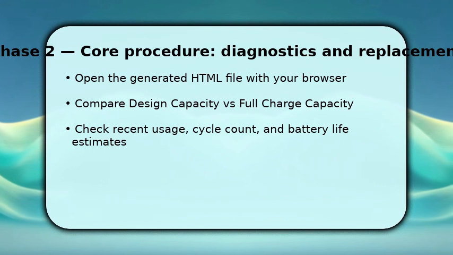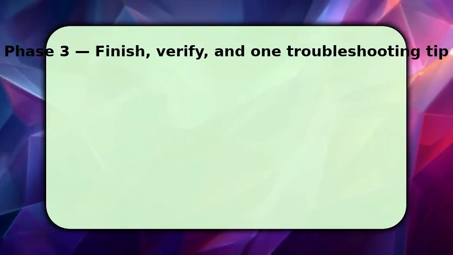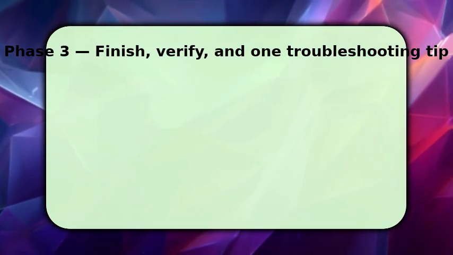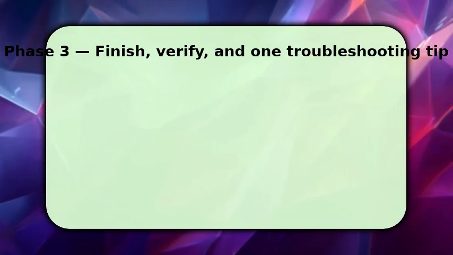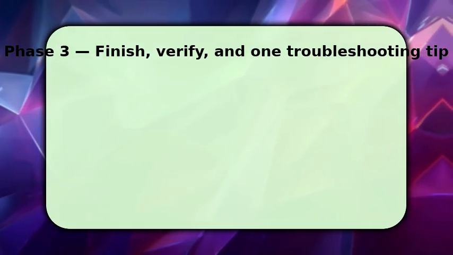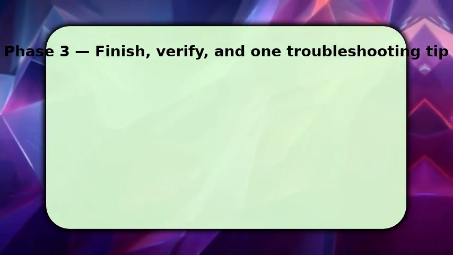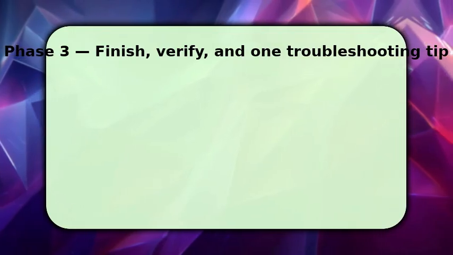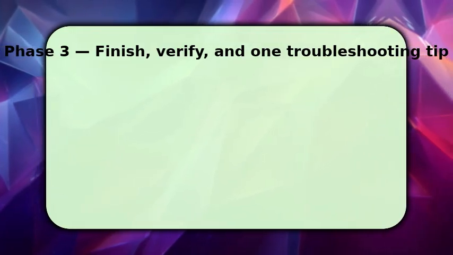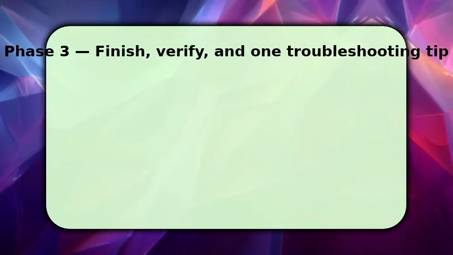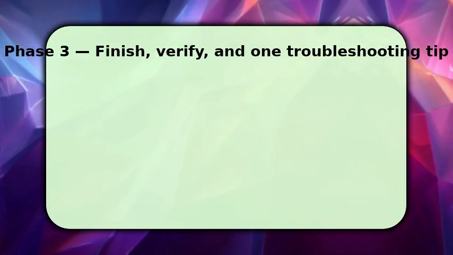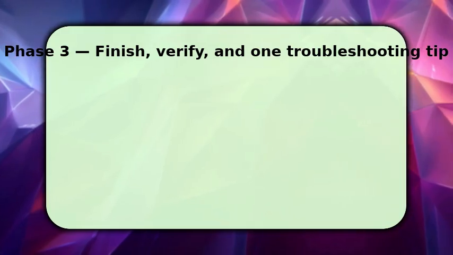Now act on the findings. Calculate percent wear using 100 times 1 minus full charge over design capacity so you know health numerically. If numbers look off, calibrate the battery by charging fully, discharging to about 5%, then charging fully again to improve reporting accuracy. Finally, verify changes with a new battery report.